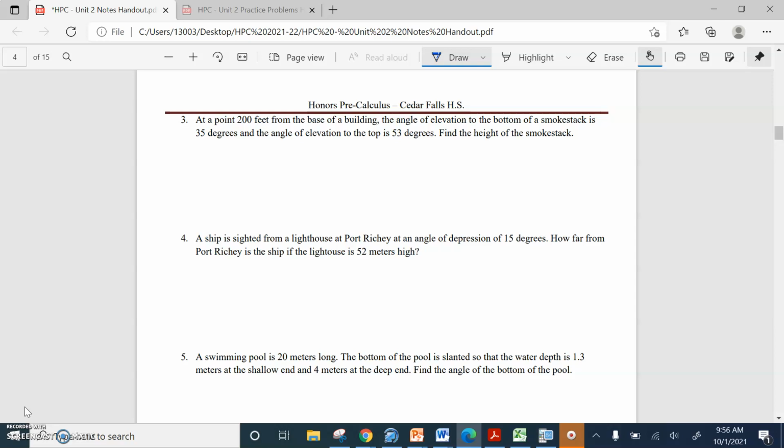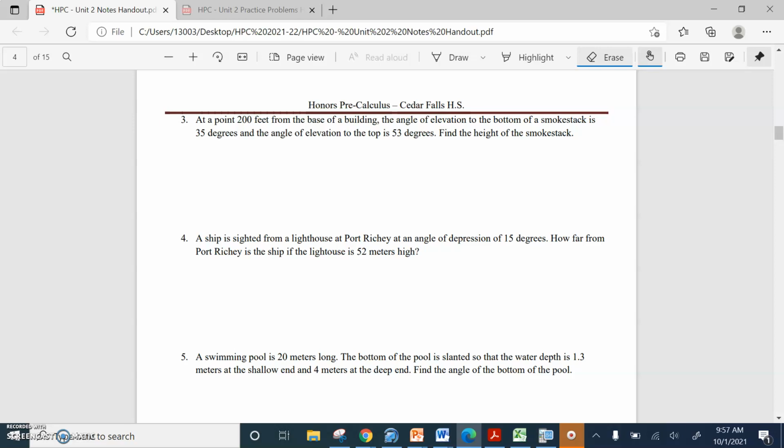So in question 3 here, again, we always read the entire problem, try and picture in our head what it looks like, then make sure we know what our end goal is. So find the height of the smokestack right there. That's our goal, so always keep that in mind, making sure that's what we answer in the end. Then we move on to trying to draw this picture.